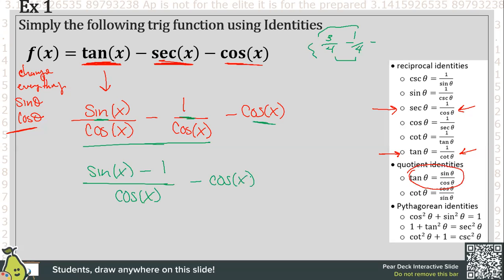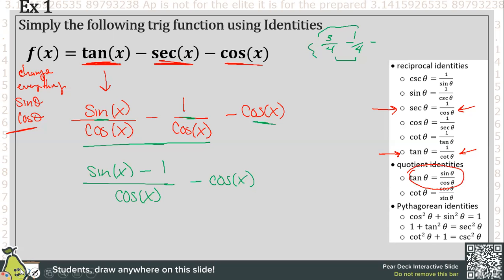And of course, we can go ahead and manipulate this some more, but since we're just starting, let's go ahead and leave this here for now, okay? But of course, you can go ahead and mess with this cosine right here to make a simplified version where it has a denominator of cosine. Okay, let's go ahead and try the next one.